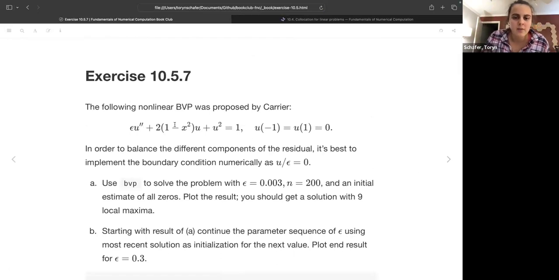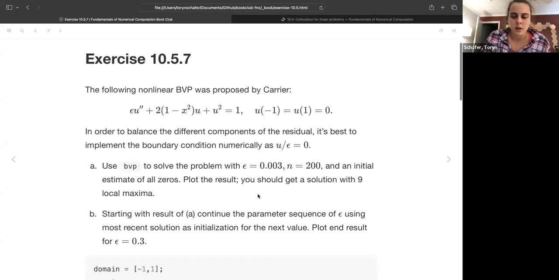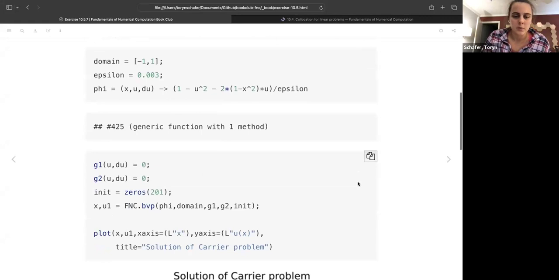Okay. So here is an exercise that I have to show you in my terminal because I was having issues here. So we have this system by this guy, Carrier. Again, we have this parameter epsilon, and it says that there's issues as u divided by epsilon goes to zero. And we care about this small value of epsilon, 0.003. So the first step is just initialize your solution at all zeros, run the function, plot the results. And then it says we have 9 local maxima. So this part works fine.